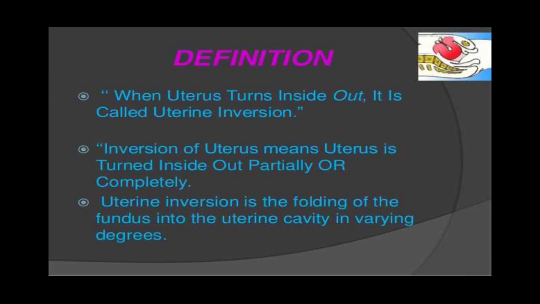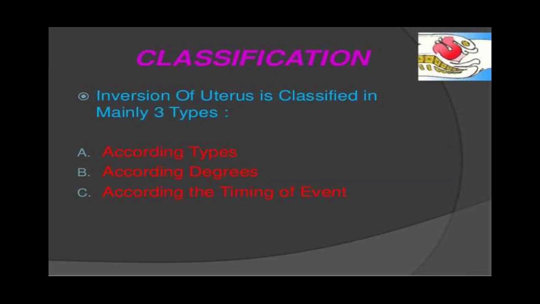So next is definitions. When the uterus turns inside out, it is called uterine inversion. So inversion of uterus means the uterus is turned inside out partially or completely. Either the uterus may come out completely through the vulva, or sometimes it may be partial. So uterine inversion is the folding of the fundus into the uterine cavity in varying degrees. The fundus of the uterus falls into the uterine cavity and descends through the vulva. That is called uterine inversion.